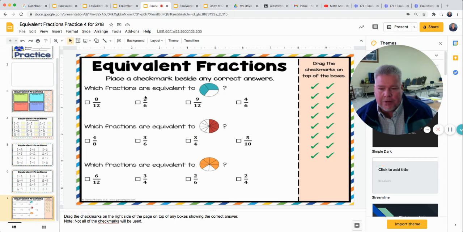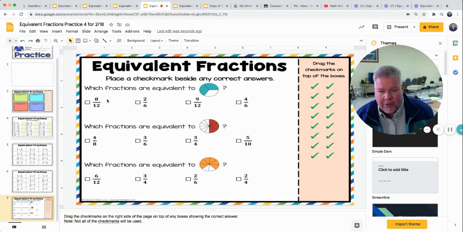And this last part here, you're just putting these little checks over here. If it is an equivalent fraction, you put a check beside it. Not all the check marks will be used. So what fractions are equivalent to 2/3? All right, so we've got to find which ones are equivalent to 2/3. So you might need to write these out on notebook paper.